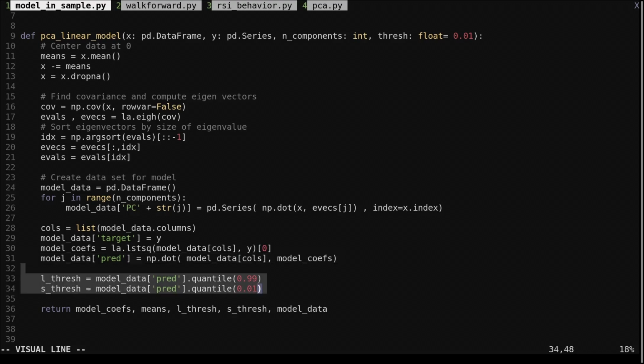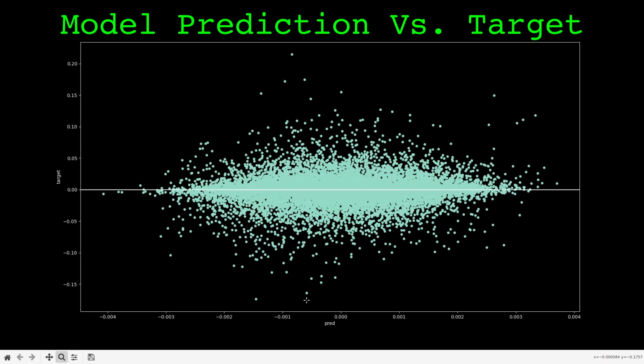We get the model predictions in sample by getting the dot product of the principal components and the model coefficients. These next two lines, I get the 99% quantile and 1% quantile of the model predictions. These will serve as decision thresholds. Let me show you why. Here's a scatter plot. The model predictions are on the x-axis and the target is on the y-axis. These are in-sample predictions. I plotted a white line at 0 for the target.